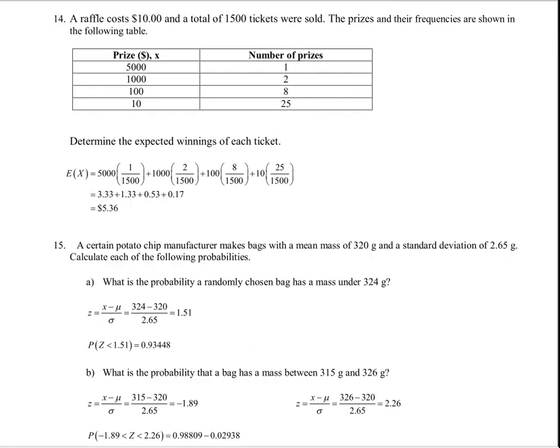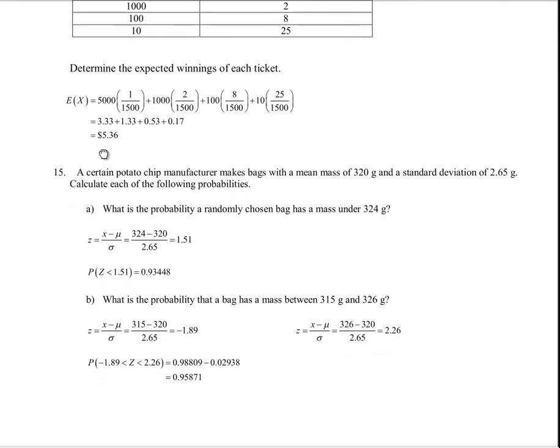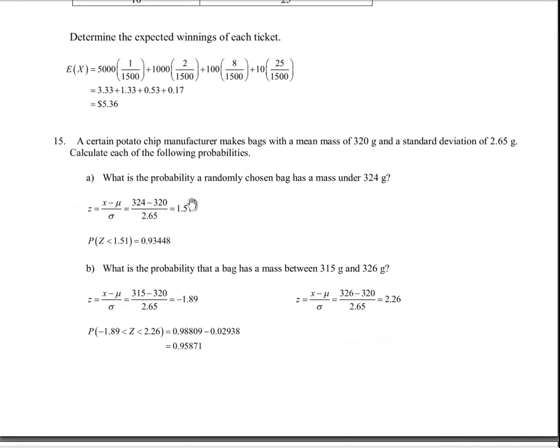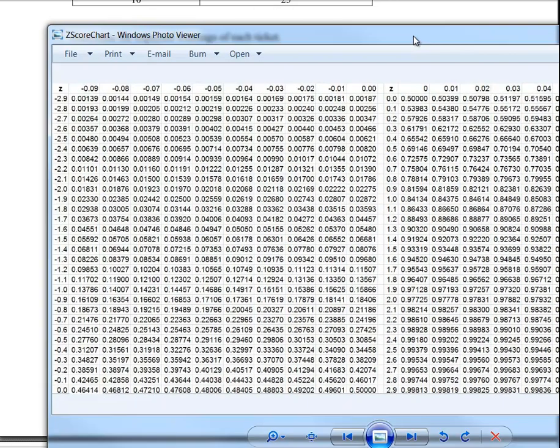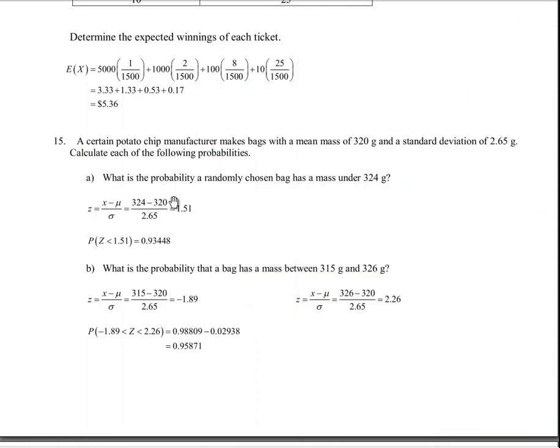So moving on to question number 15 here. A certain potato chip manufacturer makes bags with a mean mass of 320 grams and a standard deviation of 2.65 grams. You're asked to calculate each of the following probabilities. What is the probability a randomly chosen bag has a mass under 324? So we need to use the z-score formula to know what to look up on our chart here. I'll bring that over in just a moment.